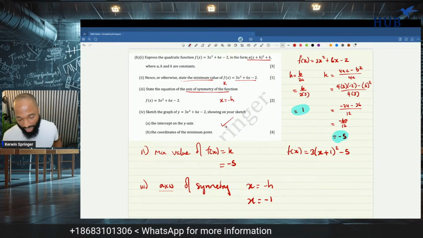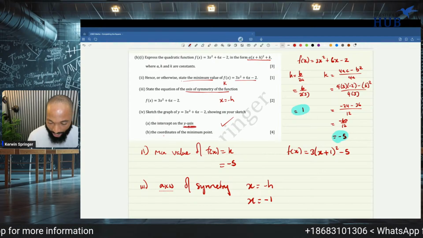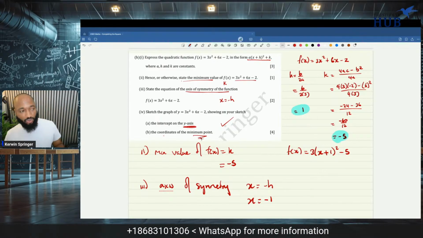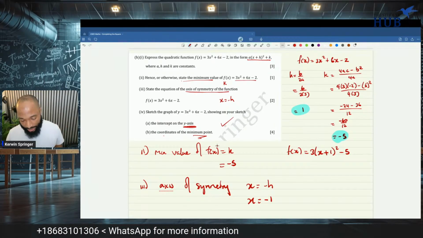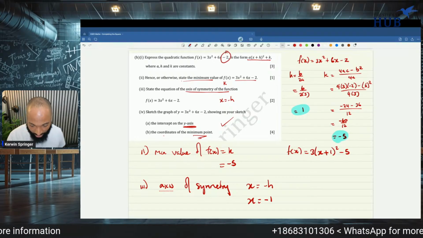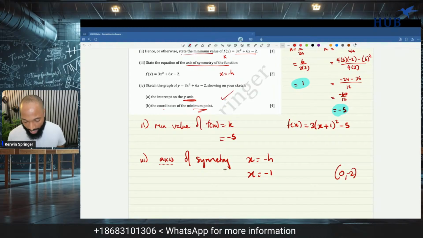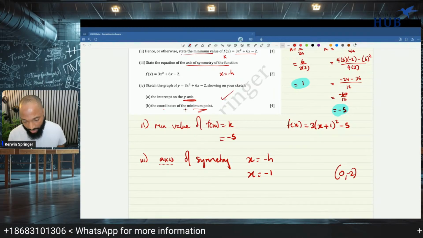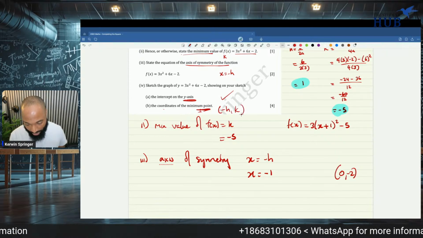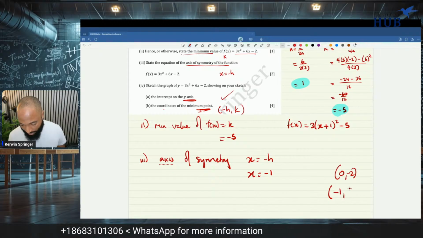So now we need to sketch the graph. The same thing from before. We need to show the minimum point and the y-intercept. So I'm not going to go through the roots again like last time. I'm just going to show you how we would get the intercept. We learned that the intercept is from this number, negative 2. So the intercept is (0, negative 2), sorry. And the coordinates of the minimum point is (negative h, k). In this case, that's (negative 1, negative 5).